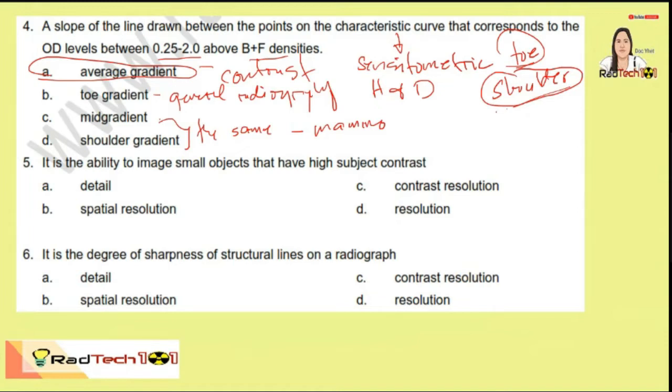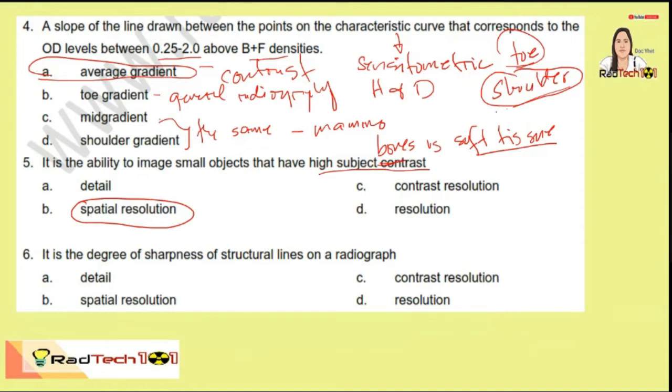So next, it is the ability to image small objects that have high subject contrast. So pag sinabi natin high subject contrast, mas madali siyang ma-identify yung appearance ng isang object from the adjacent structure. Like for example, bones compared to soft tissue. So between the two, these two have high subject contrast. So mas madali mo sila ma-identify. So the answer in number 5 is spatial resolution. Pareho lang sila ha, either spatial resolution or spatial resolution.